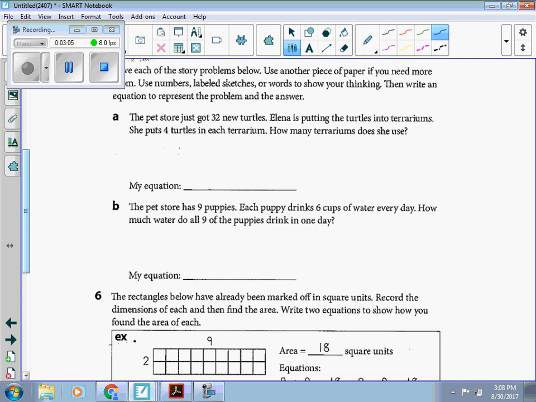Well, I know that I'm not going to have more tanks than I do turtles, so my number of tanks needs to be smaller. So I'm going to do my division equation, which is 32 divided by 4, and that's going to equal T. And if I don't know that fact, we've been doing a lot of the pictures or the arrays, so I can have my 4 rows and see how many it takes to get to 32.